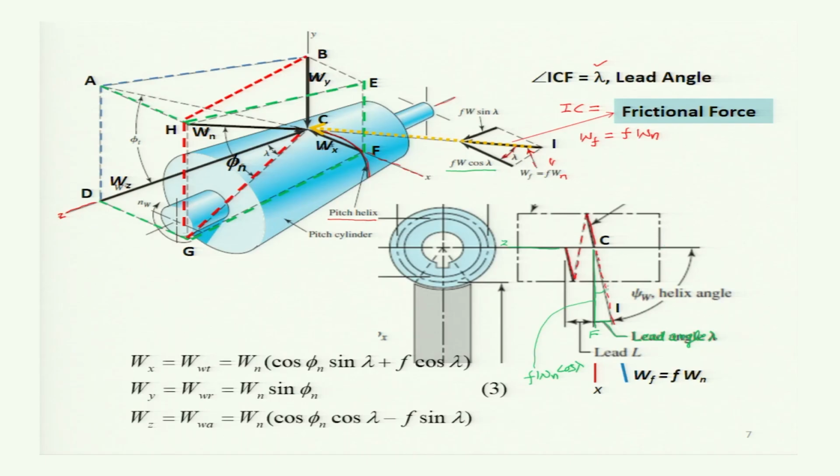And along the z, the component of this force will be Fwn sine of the lambda, and that will be along the z axis. So this is your z direction, parallel to this, and along the z direction is Fwn sine of the lambda, which is shown here. This is along the x axis, Fwn cos of the lambda.